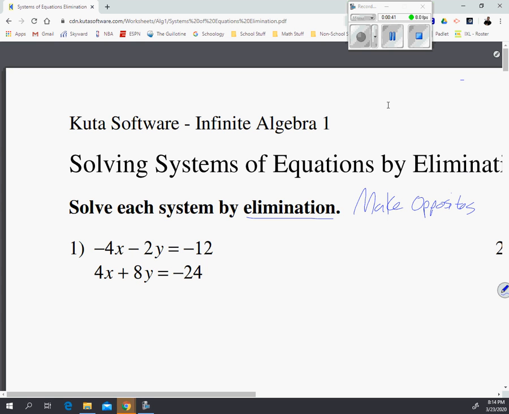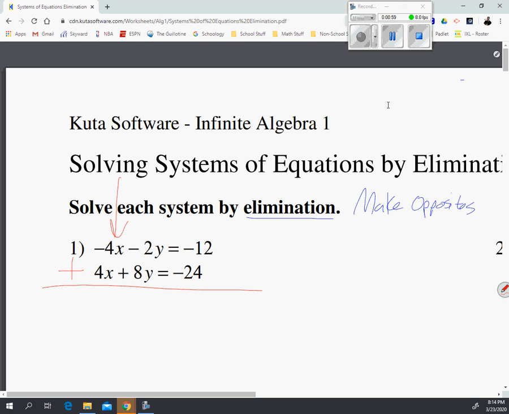So if I'm looking at number 1, do I have opposites anywhere? Skylar, if you're saying yes, you're exactly right, because I do. I have opposites right here. I have 4x and negative 4x. So all I need to do now is just add those two columns up, or I'll say add the two columns down.